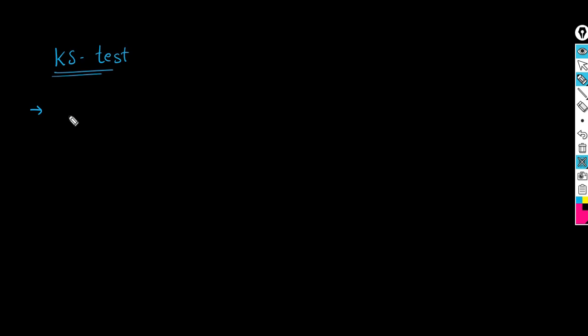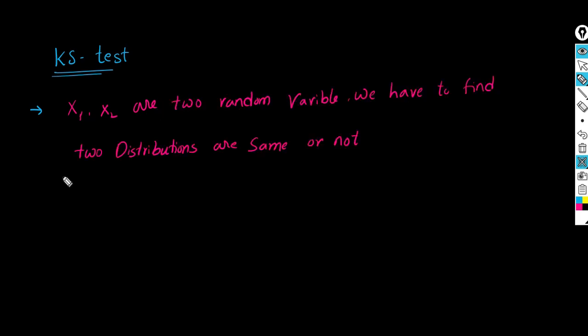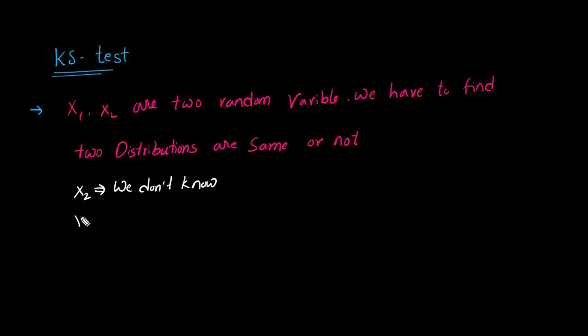For this, let's consider an example to understand more. Let x1 and x2 be two random variables. We have to find whether these two random variables have the same distribution or not. Like in the QQ plot, we have to consider a target and another that we already know. Let us consider x2 is the target distribution that we don't know, and x1 is the known distribution.